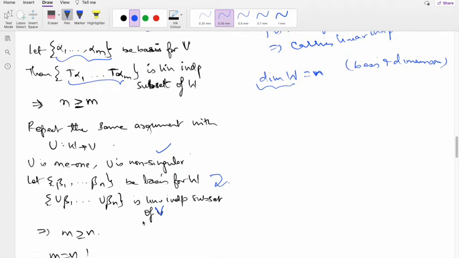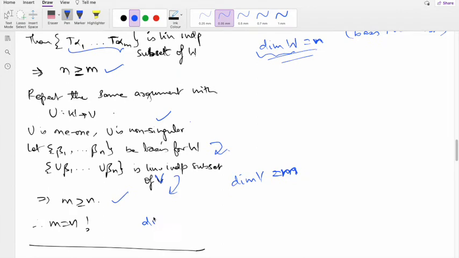And then this implies that m is greater than or equal to n, because the dimension of V is m, so any linearly independent subset of V cannot exceed this number. Therefore m is greater than or equal to n. So the only value which satisfies both of these conditions is that m is equal to n. Therefore we proved that the dimension of V is equal to the dimension of W.